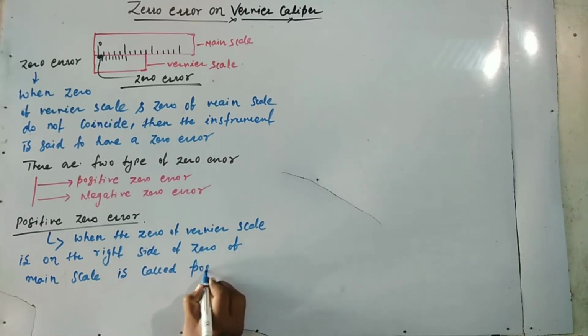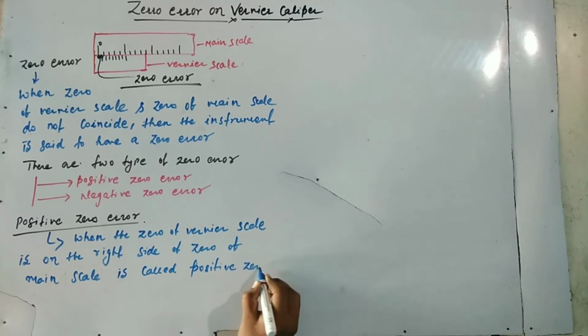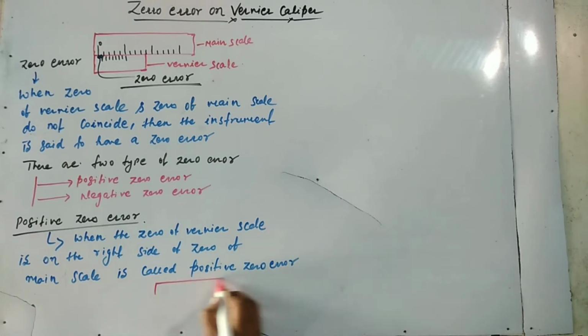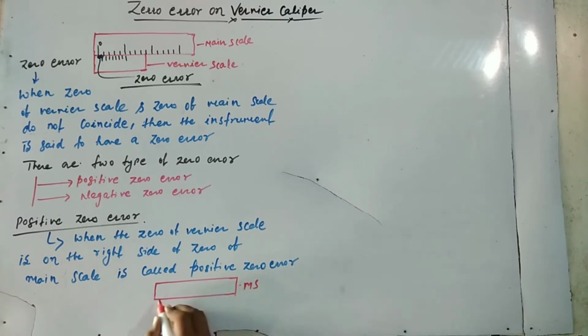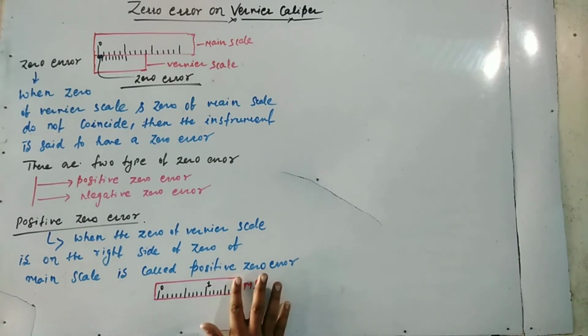You can see in the diagram how positive zero error is found. This is the main scale, and we will draw the vernier scale. This is the main scale reading 0, 1, 1 cm, 2 cm like this it will go. Now we draw a vernier scale. So this is the vernier scale.